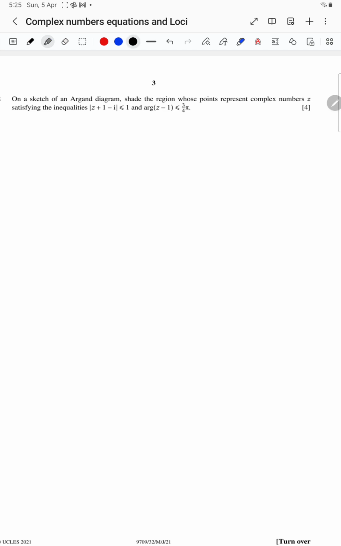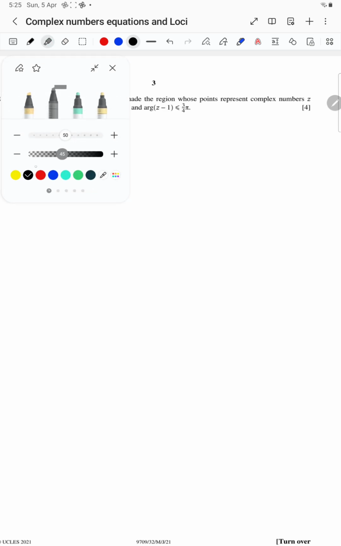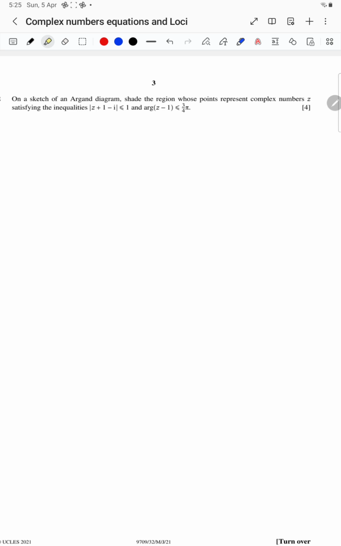Here goes another question. On a sketch of an Argand diagram, shade the region whose points represent the complex number z satisfying this inequality. The first inequality says that it is a circle with a certain radius, 1, and center at 1 and -1. And then argument of z minus 1 is 3 by 4 pi. Let's see how to plot this.